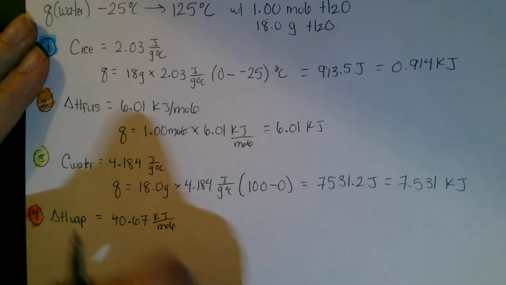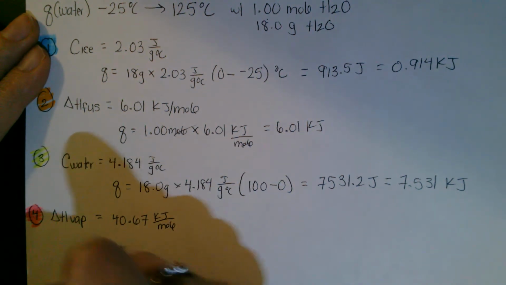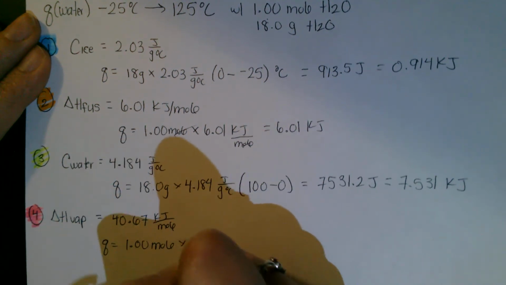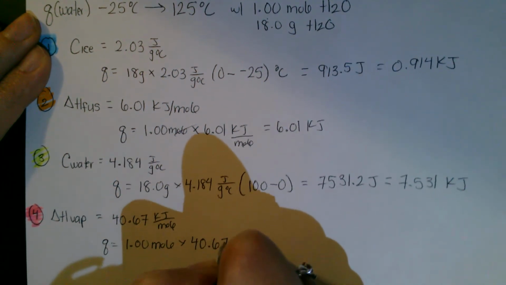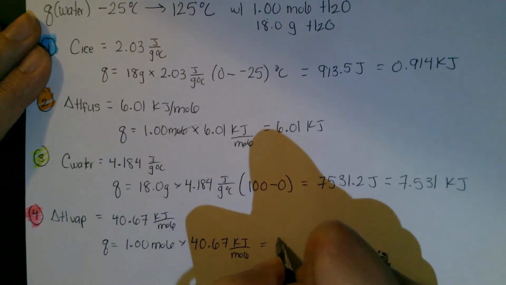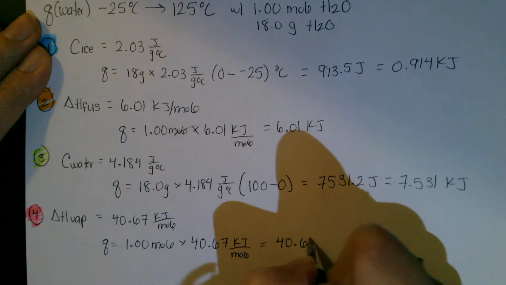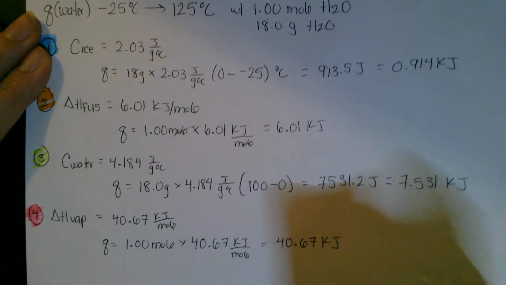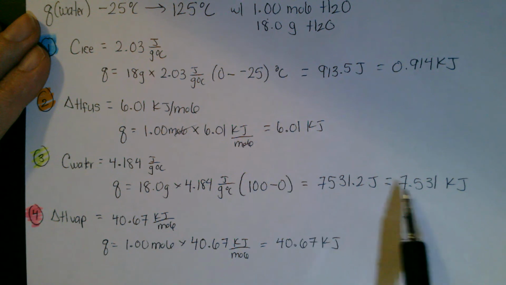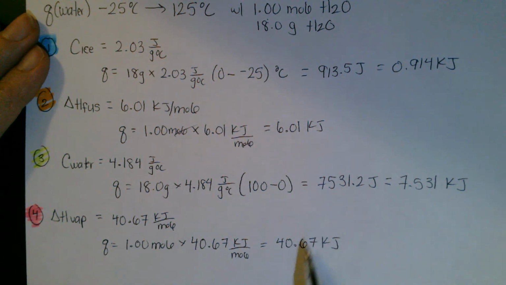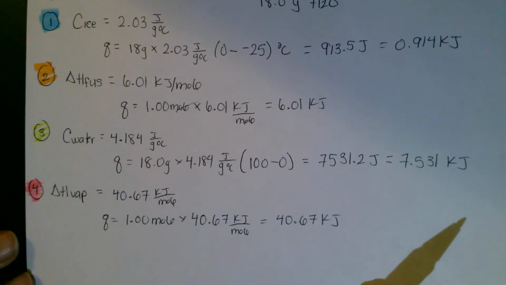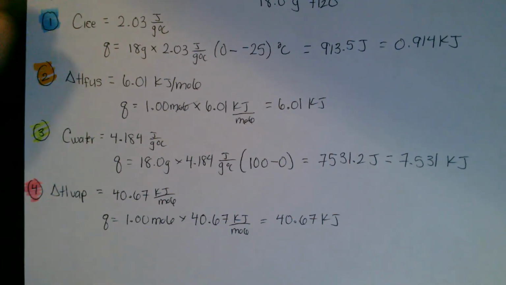Okay, so we just have the 1 mole. So Q equals the 1 mole times 40.67 kilojoules per mole, which gives us 40.67 kilojoules of energy. So it takes a whole lot of energy for water to separate those water molecules.